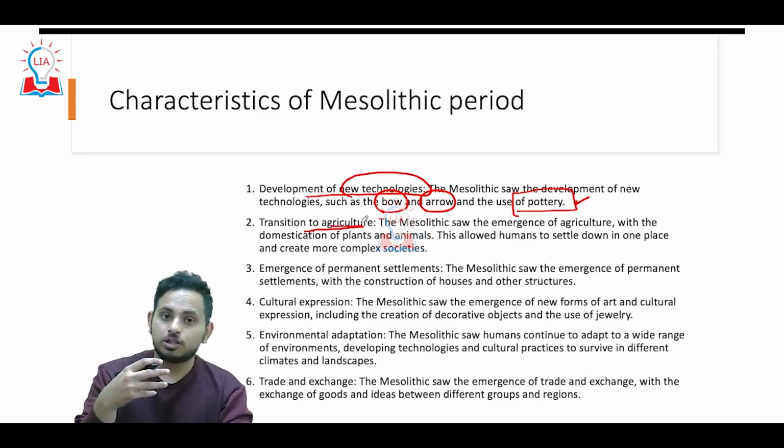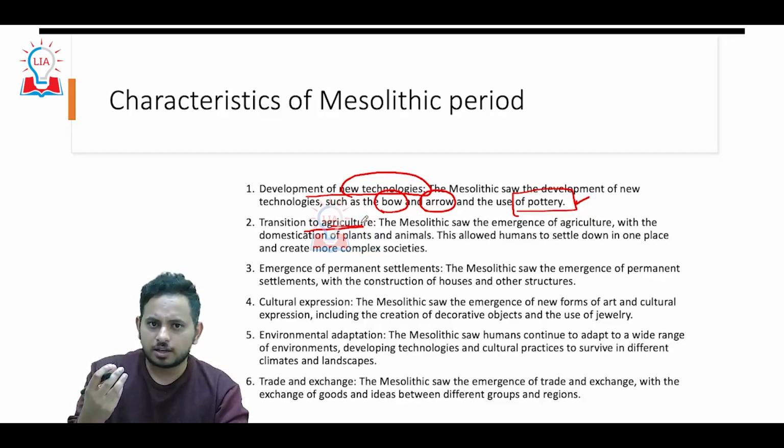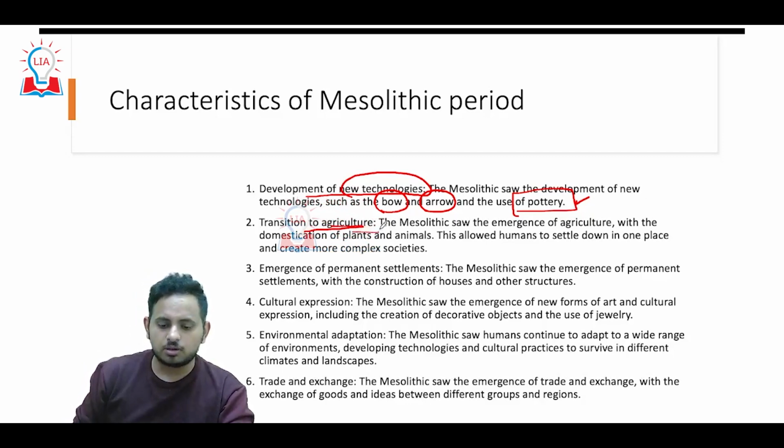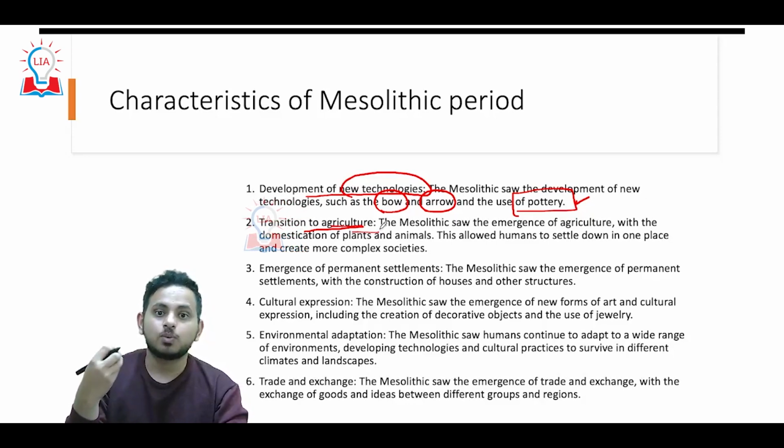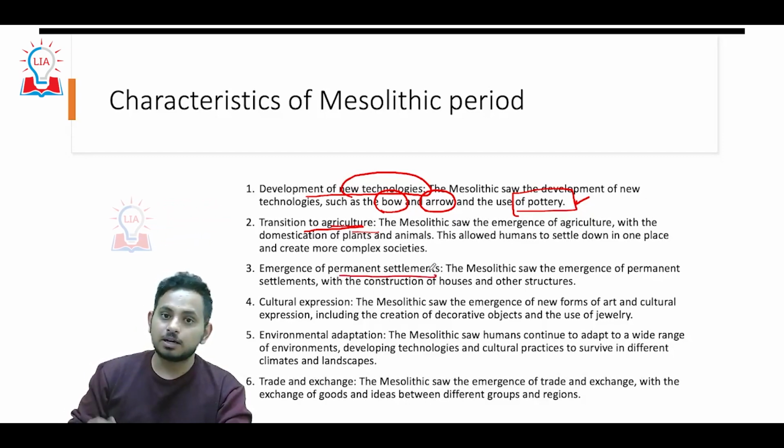Transition to agriculture. We have seen that in the later part of the Upper Paleolithic, we had the emergence of agriculture, but during the Mesolithic period, there was an advancement in agriculture. Though it was not great, agriculture was known to the people of the Mesolithic period. Emergence of permanent settlement. Because they started agriculture, they had to settle down at a place.